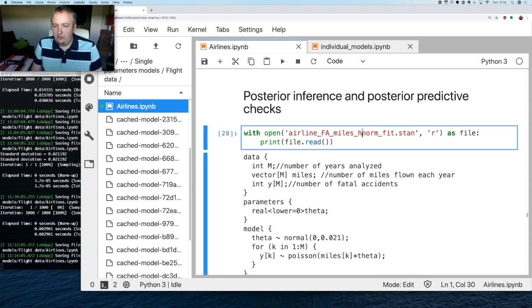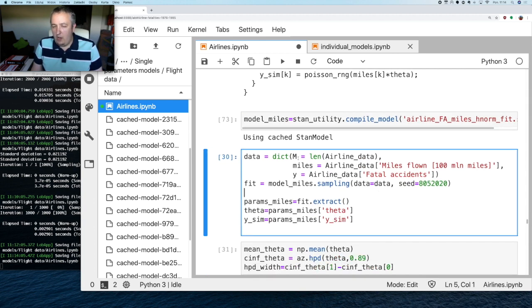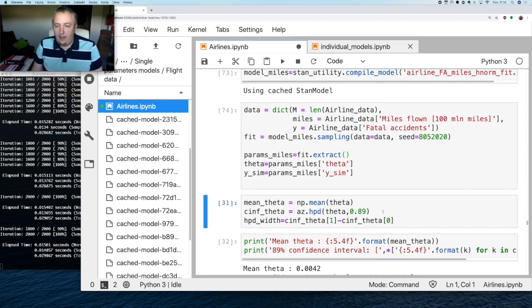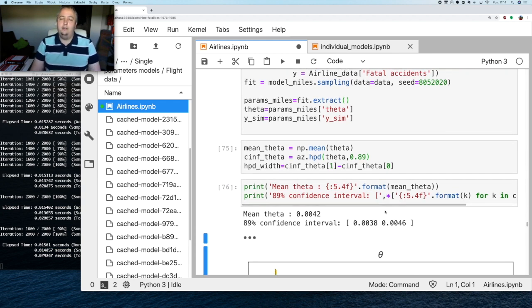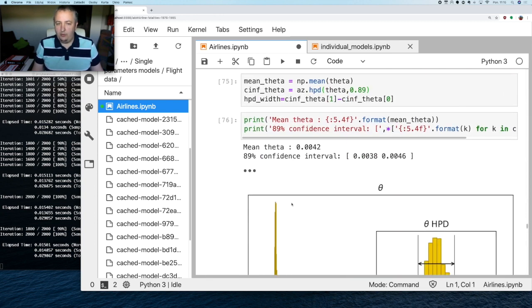Okay, so the model is here. As you can see, it's open. Compilation not needed. We are providing you again a data structure constructed from our data frame. So we created a dictionary of number of rows, column of miles, column of fatal accidents. We're doing the fit, extracting the parameters, and computing the necessary values. So we have both the mean theta and its confidence interval, which is given here, and we create again a nice plot of what's going on here.